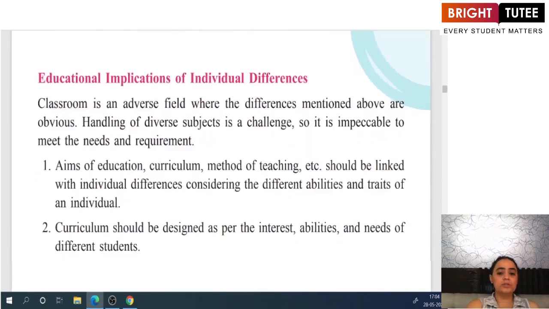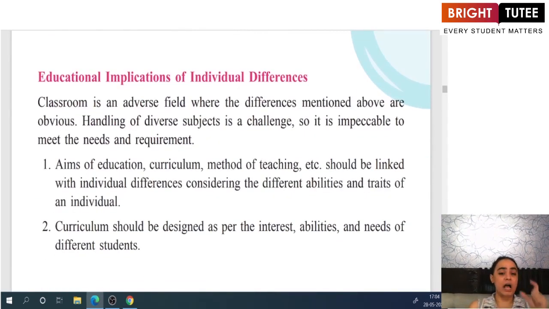Let us look into the educational implications. How can these individual differences impact the education of a child? Now, the classroom is a place where differences should not be allowed, and if they are there, they need to be handled with care and comfort. We know that education aims at providing the best possible skills and aptitude to children.